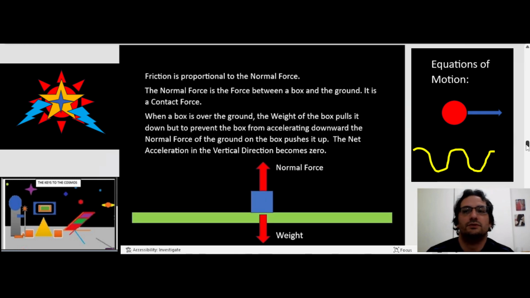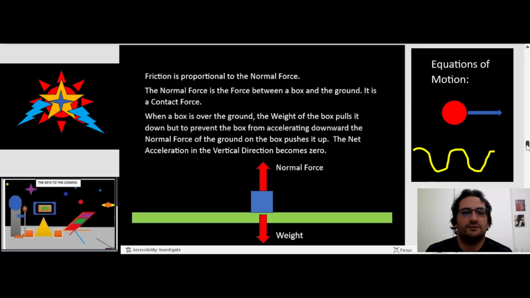Friction is proportional to the normal force. The normal force is the force between a box and the ground. It is a contact force. Normal force exists between two surfaces pushing against each other. According to Newton's third law of motion, every action has an equal and opposite reaction.